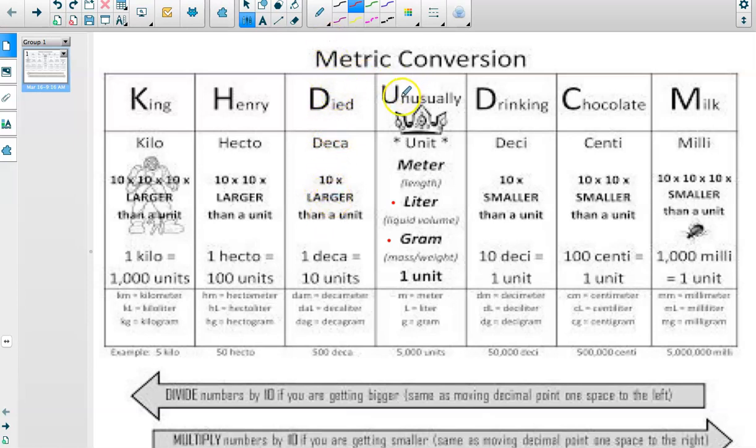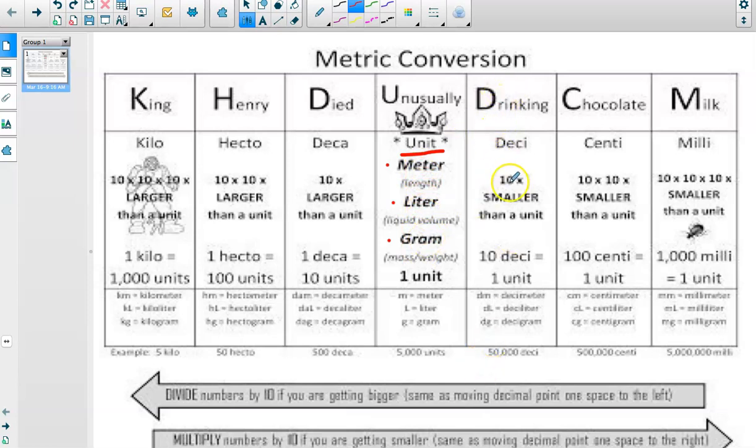And then unusually, here's the important one. This is normally your starting point. Unusually stands for unit. And the units we'll be working with are meter, liter, and gram. So you want to pay close attention to those. Meter, liter, gram. That's your starting point normally.